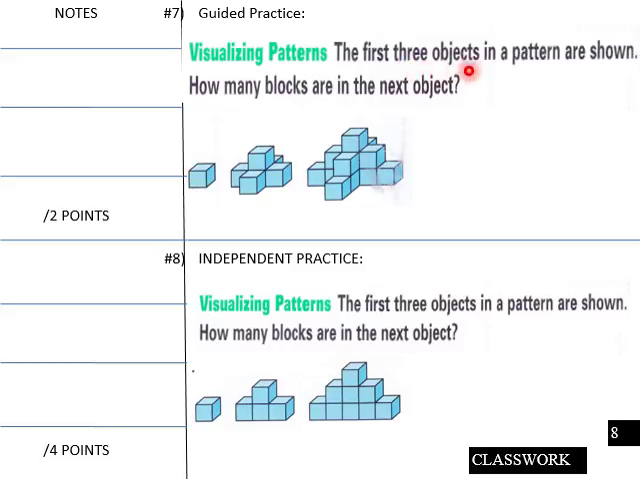Visualizing patterns, the first 3 objects in a pattern are shown. So here are objects. How many blocks are in the next object here? So we start there, 1, and then we have 4 directions here, then 1 up, and then 4 directions here, and then 2 up, and in the center it'd be 3 up actually. 1, 2, 1, 2, 3, and then we stair step it up to the center there from each spoke of this wheel or this circle.